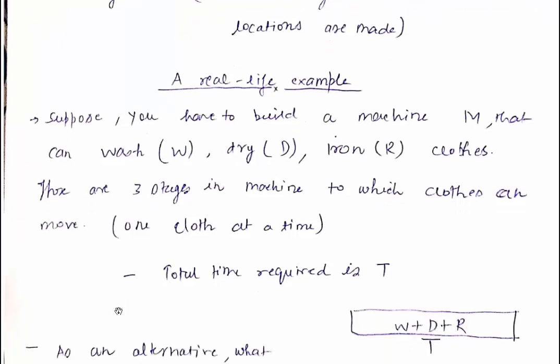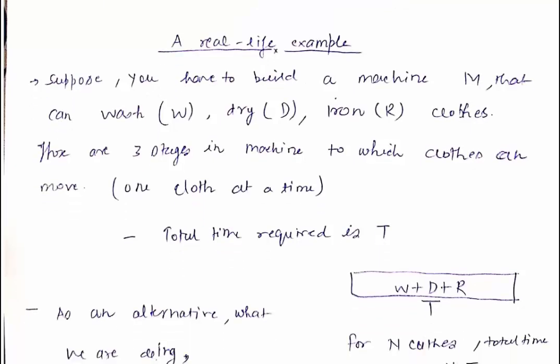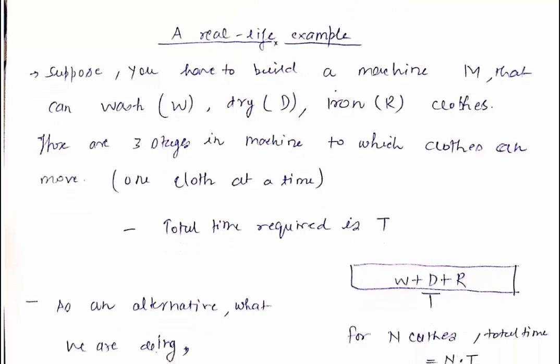Let's say the total time required is T: wash plus dry plus iron, where iron is represented here by the letter R. So the total time T is the wash time plus the dry time plus the iron time. As an alternative, we can divide this task into three stages, and then look at whether we are able to complete the task in less time if we divide it into 3 or multiple units. So let's see.